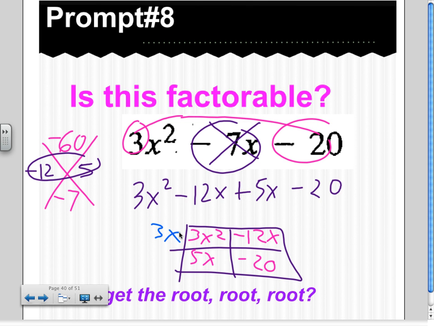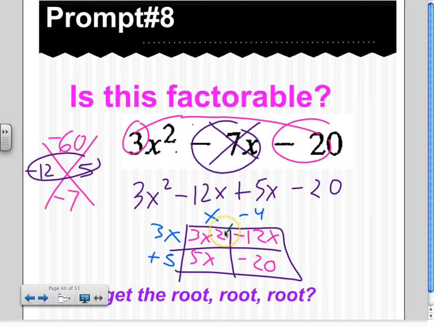Because 3 is the GCF for 3 and 12, and x will be the GCF for x squared and x. What about the bottom? 5, positive 5. Now that I have that, I just pair it up with the top. 3x times what is 3x squared? x. And 3x times what is negative 12x? Negative 4. So let's test this, make sure it works.